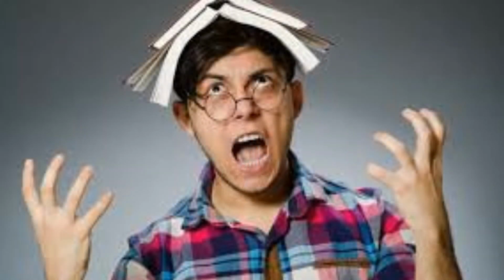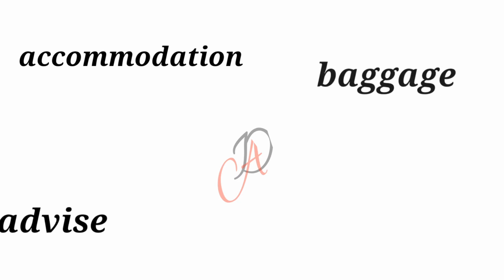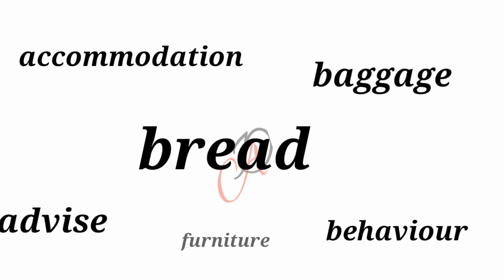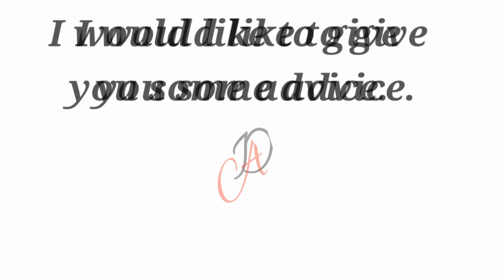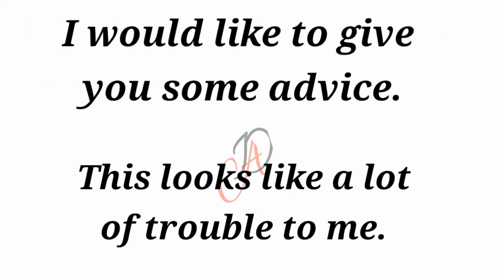The tricky spots in using these nouns are some nouns are countable in other languages but uncountable in English, like accommodation, advice, baggage, behavior, bread, furniture, and so on. Let's see an example for this. I would like to give you some advice. This looks like a lot of trouble to me. The other peculiar example is hair. Hair is normally uncountable in English, so it is not used in the plural. It can be countable only when referring to individual hairs.